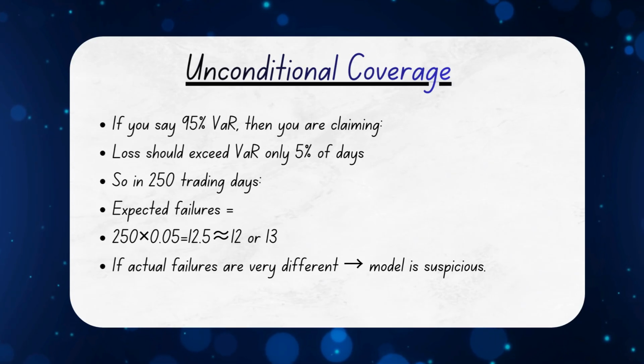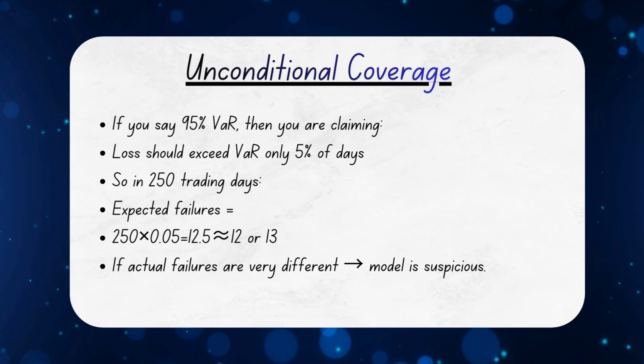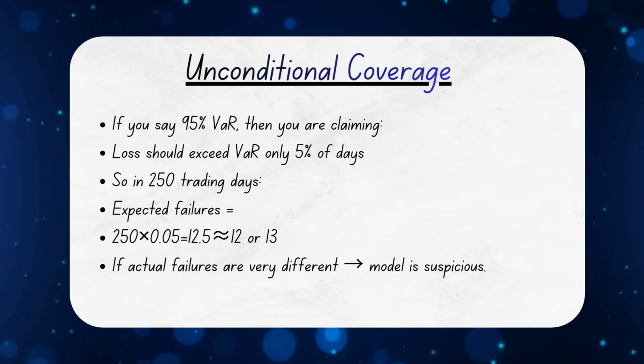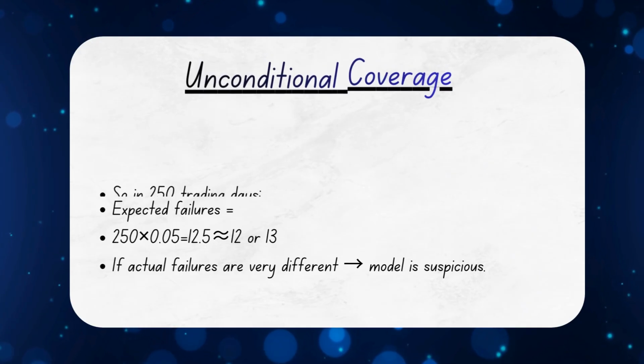Now, the big question is, did your model actually fail only that many times, or did it mess up more often? That's exactly what unconditional coverage checks. It doesn't care when the failures happen or whether they come together or separately. It only cares about the total count. Think of it like counting total absences in a class. You don't care which days students were absent, just how many times they missed school.